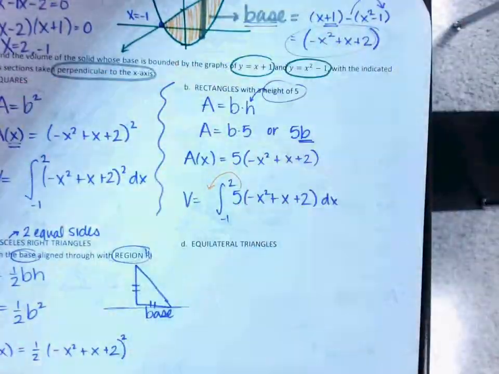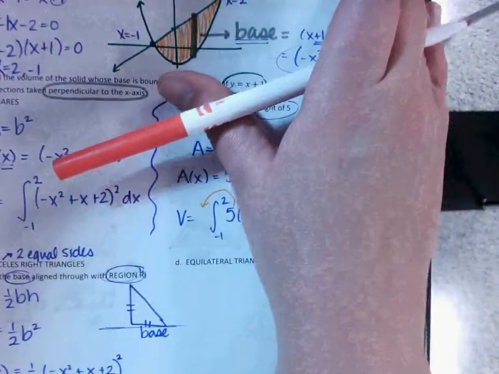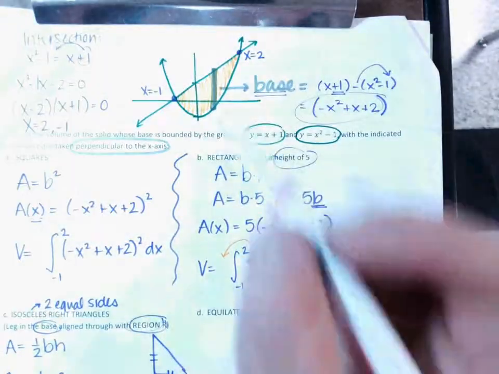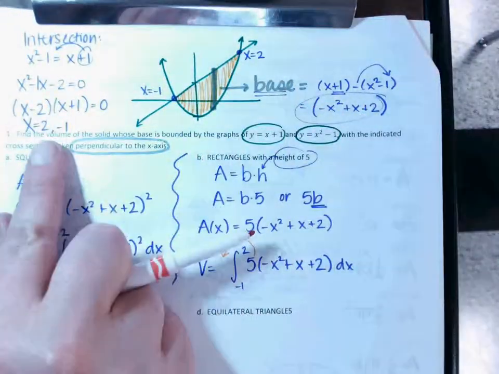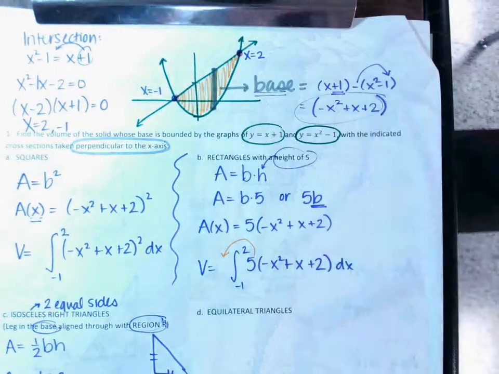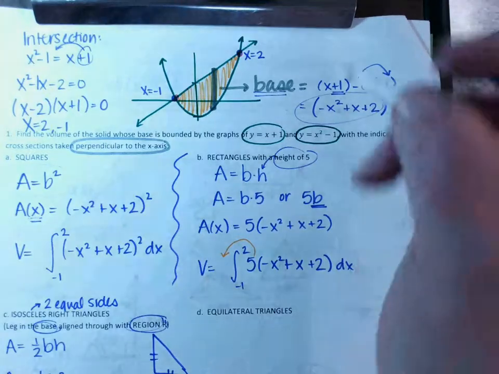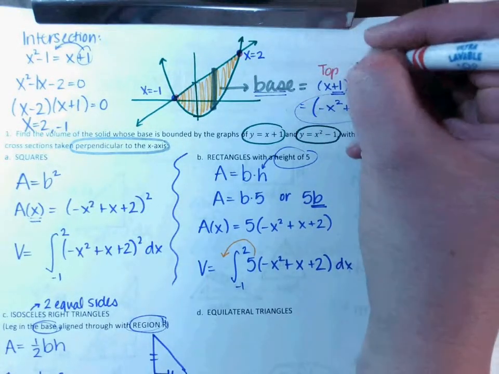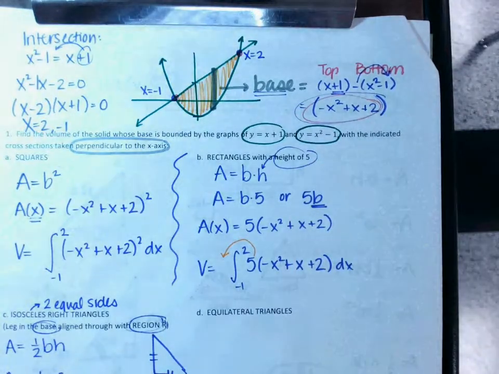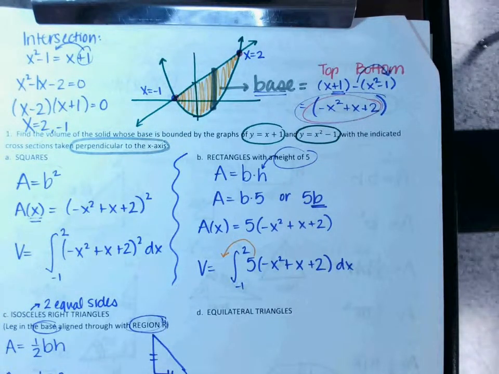Okay, we skipped equilateral triangles, but let's just remember what we've already done. We had already set up the graph. As you can see here, we already found the intersections by setting them equal. We found these 2 points here and here. Then we wrote our base. Remember, it was top minus bottom.